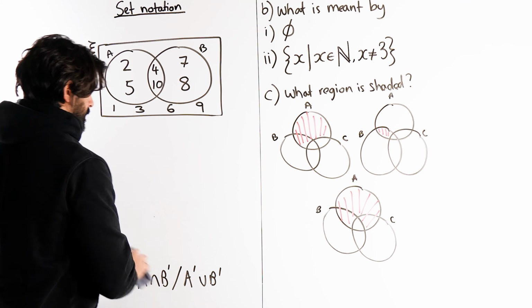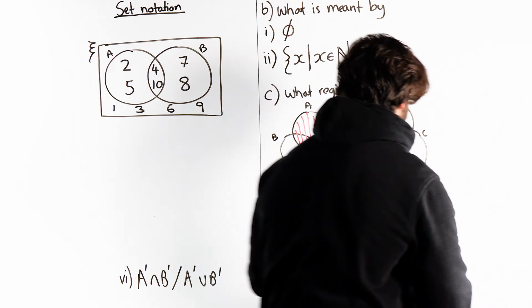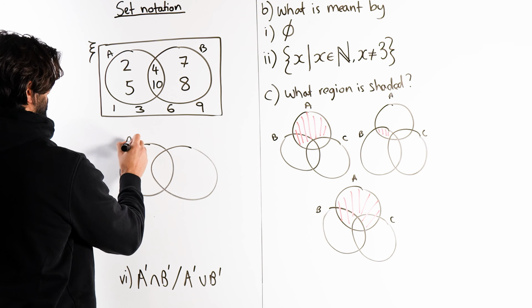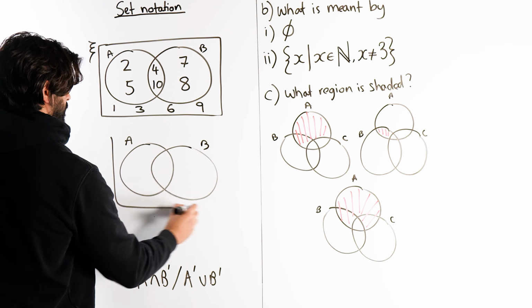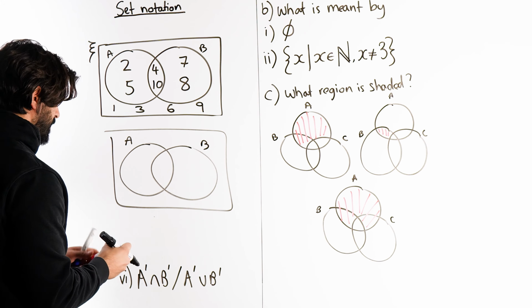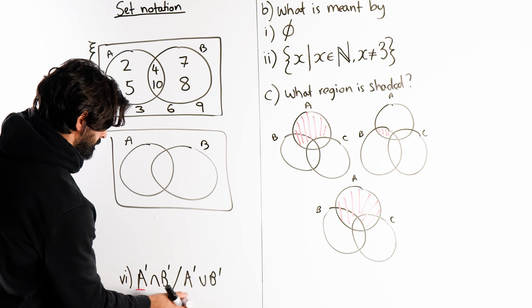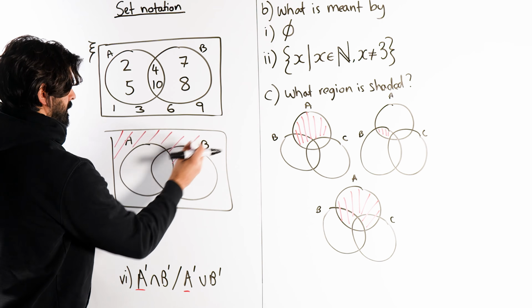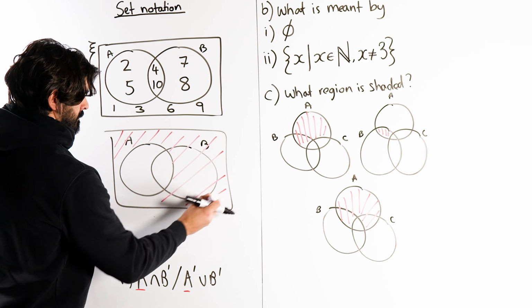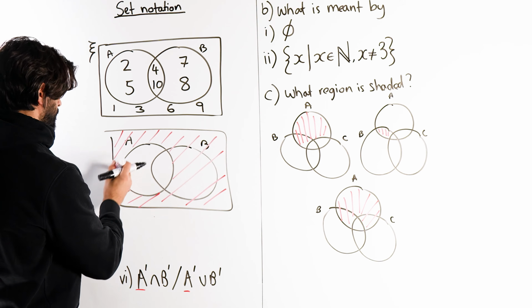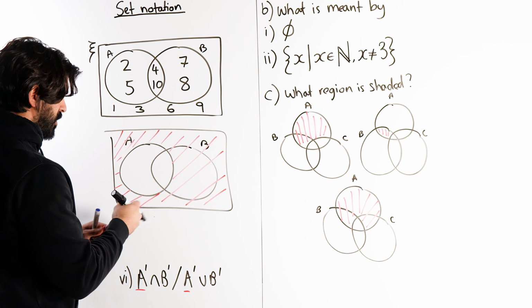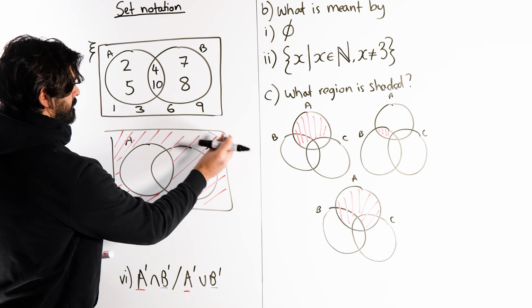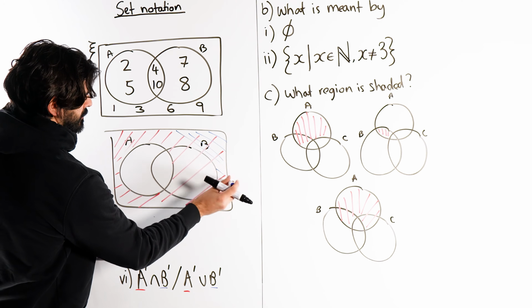It doesn't take very long. We've got A, B, rectangle. So this shade, not A again. That's everything on the outside of A. Then we're going to shade everything on the outside of B. So you have to be careful here on the outside of B.